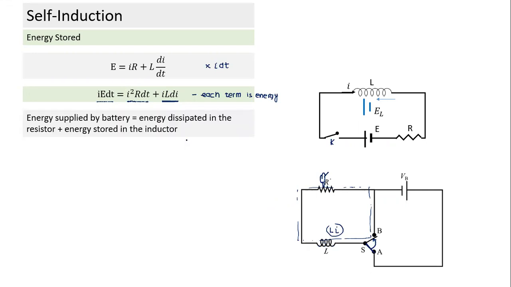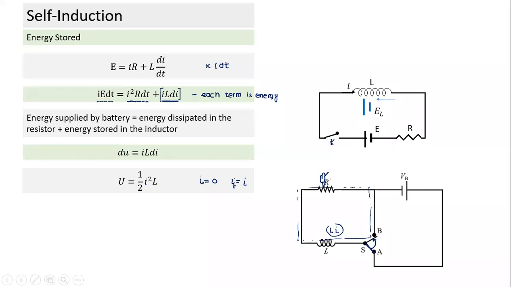So energy supplied by the battery is equal to energy dissipated in the resistor plus energy stored in the inductor. This is the energy stored. In this circuit, I is changing from 0 to the final current value, so the energy stored is dU = L i di. At some instant, when the current at time t is I flowing in the inductor, it will have energy equal to 1/2 L I squared. Thus energy is stored in the inductor.